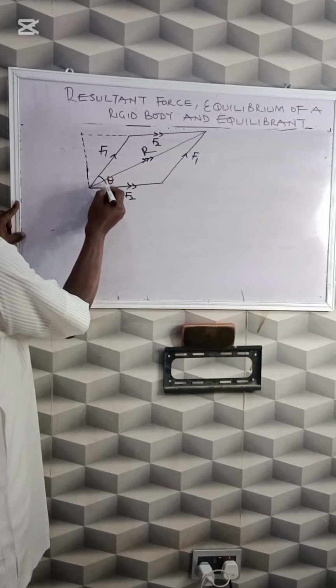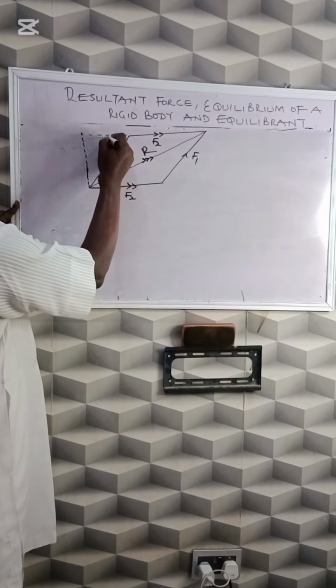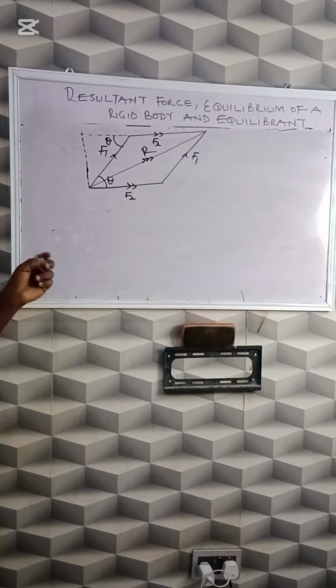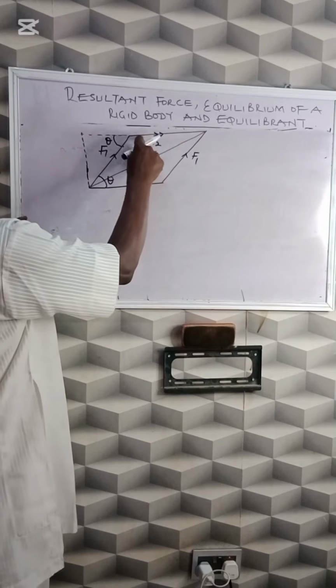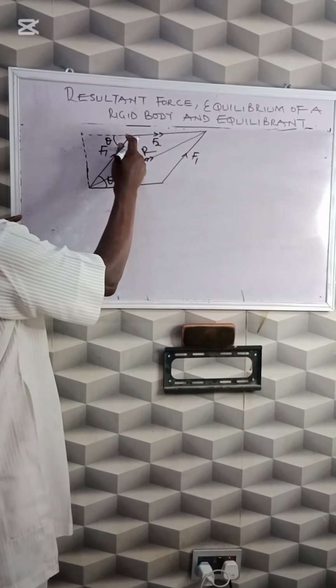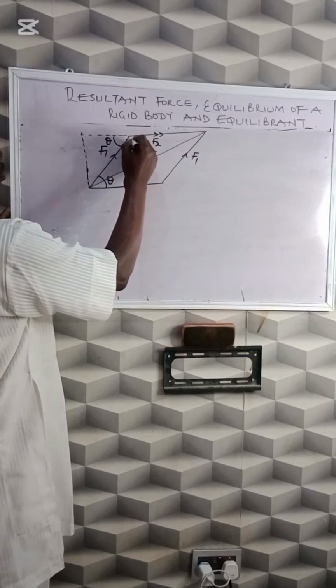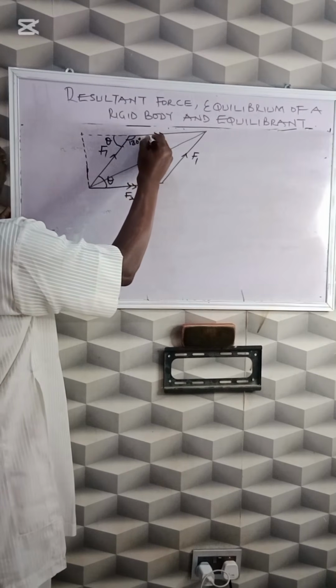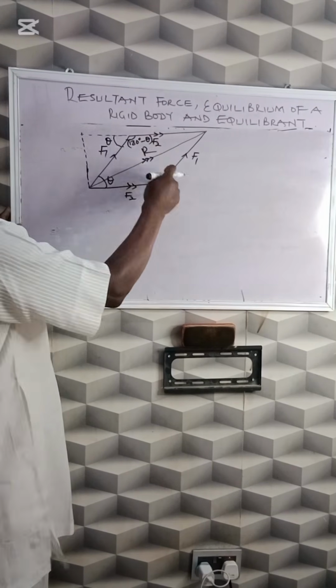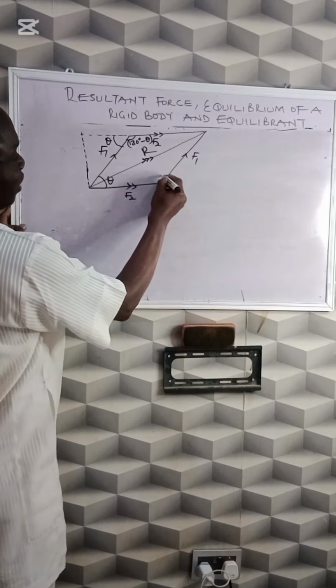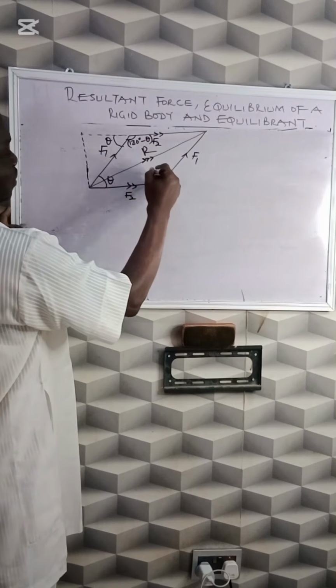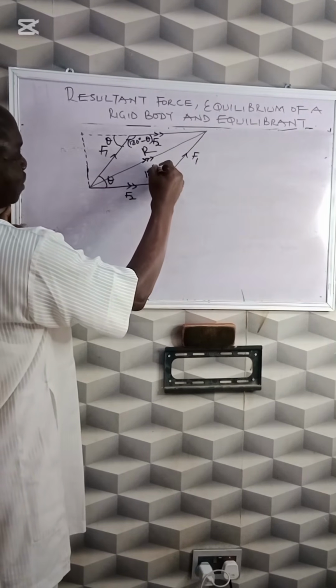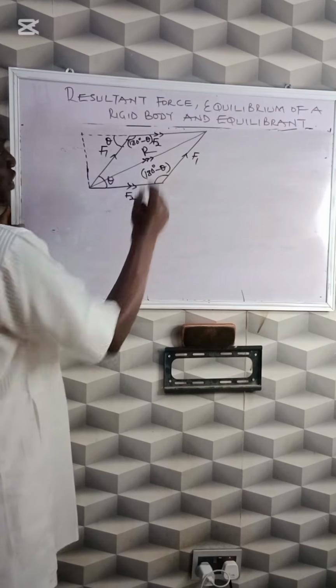You can see clearly if this is theta, this is also theta, alternate angle. That is alternate angle. And the sum of angles on a straight line is 180. This one has taken theta, so this one will be 180 degrees minus theta. Opposite angles of a parallelogram are equal. If this is 180 minus theta, this is also 180 degrees minus theta. This is how we managed to get this.